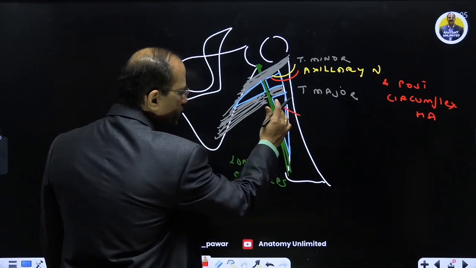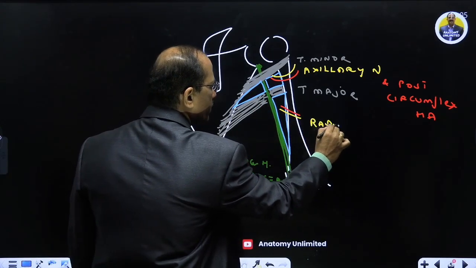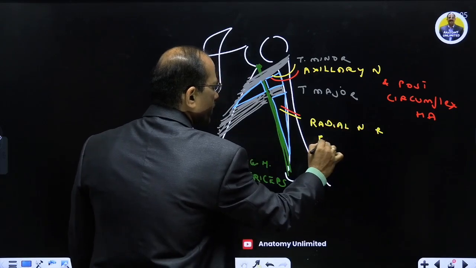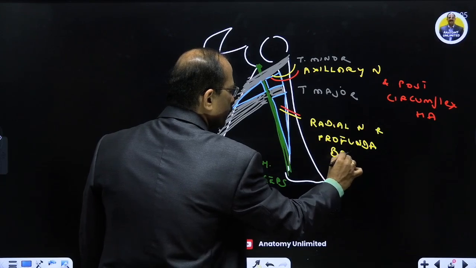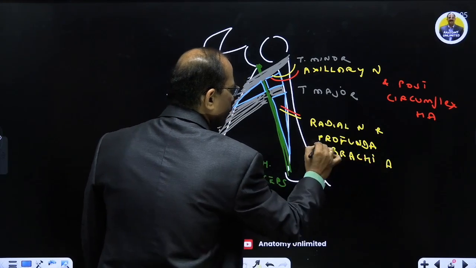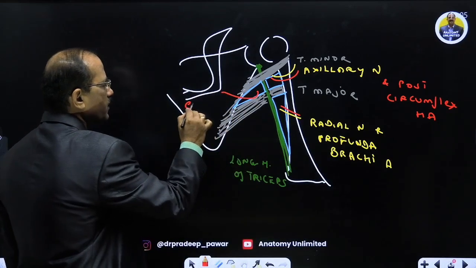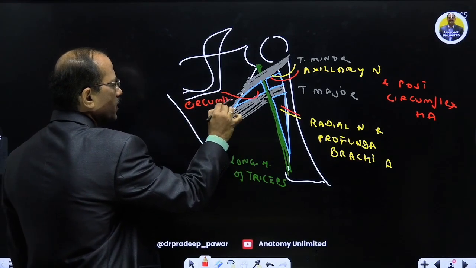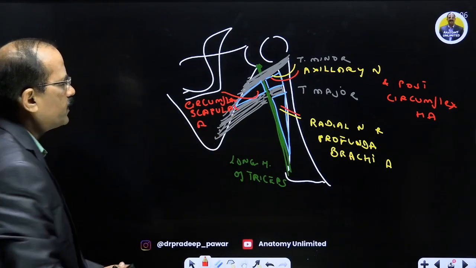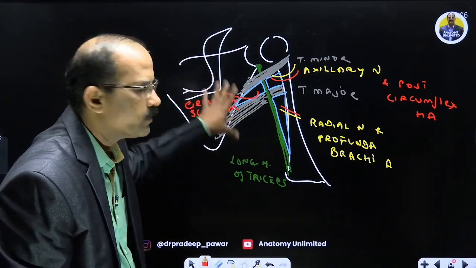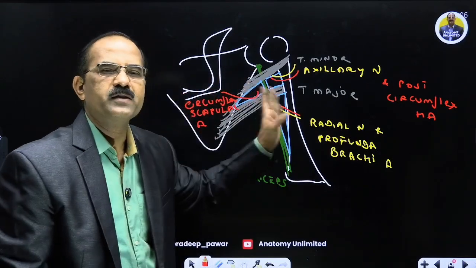What passes through this lower triangular space? One artery and one nerve go. What's this nerve? Radial nerve and profunda brachii artery. And what passes through the upper triangular space? This is the circumflex scapular artery. Is this clear? All this comes in MCQs, and they ask all this in vivas too. So look at the boundaries of the quadrangular space, and the boundaries of the upper and lower triangular spaces.